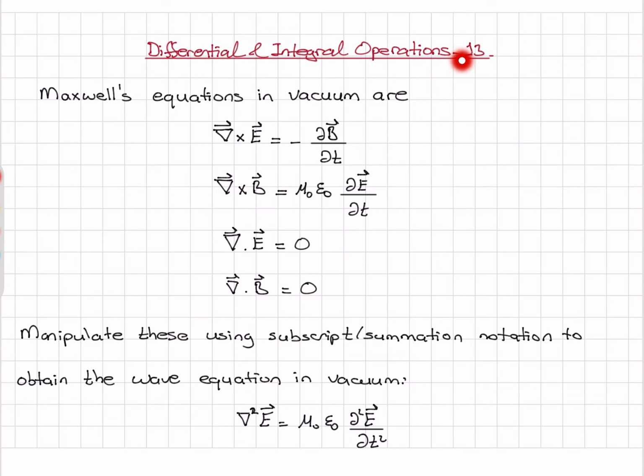Differential and integral operations 13. Maxwell's equations in vacuum are: curl of electric field is minus del B del t, curl of magnetic field is mu 0 epsilon 0 del E del t, divergence of electric field is 0, divergence of magnetic field is 0. Manipulate these using subscript summation notation to obtain the wave equation in vacuum. Laplacian of the electric field is mu 0 epsilon 0 times the second derivative of the electric field with respect to time.